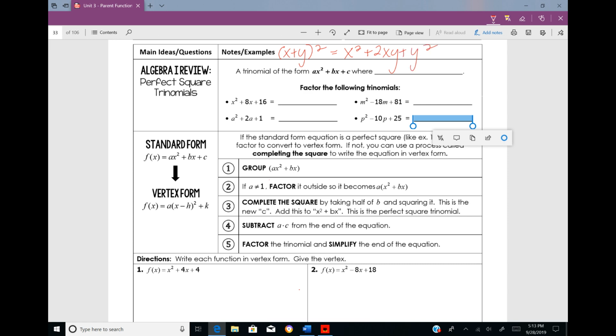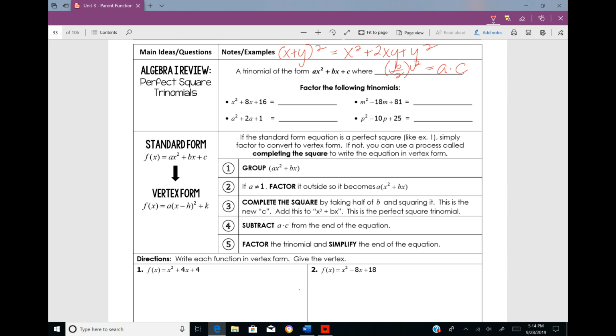So we're going to take this formula, that we know how to factor perfect square trinomials, and then we're going to create them to get into vertex form. So a trinomial of the form ax squared plus bx plus c, where (b divided by 2) squared equals a times c.